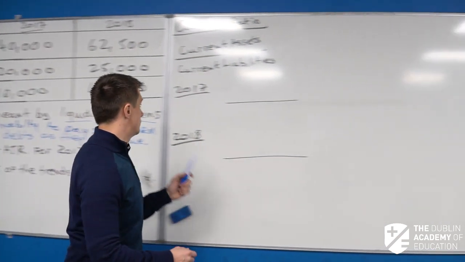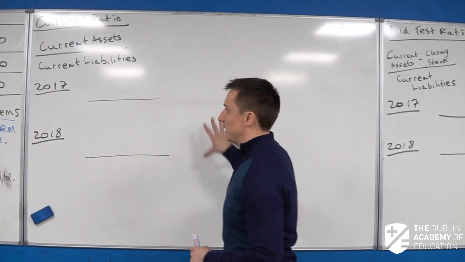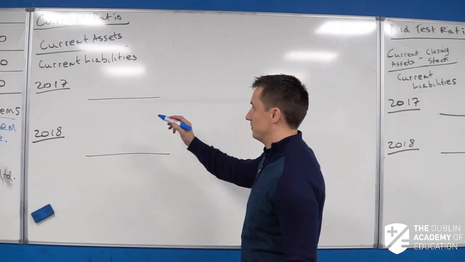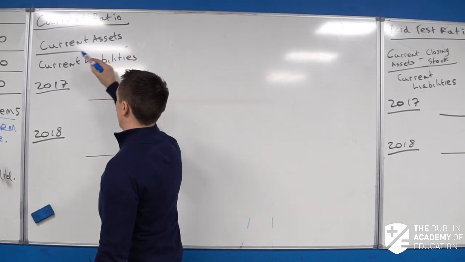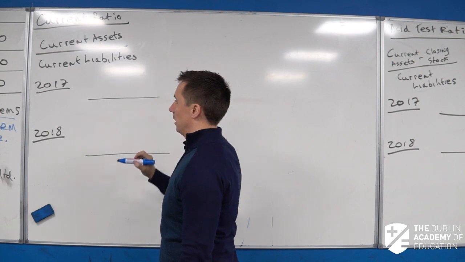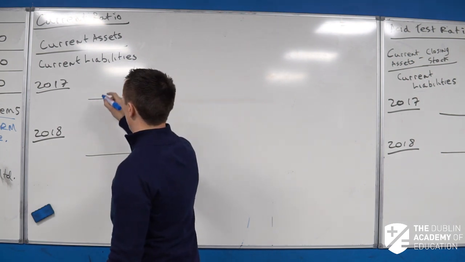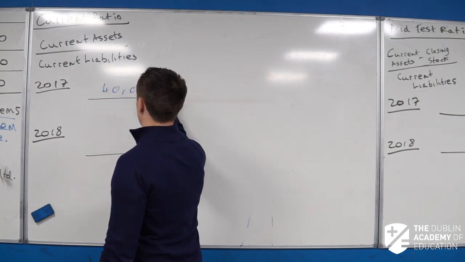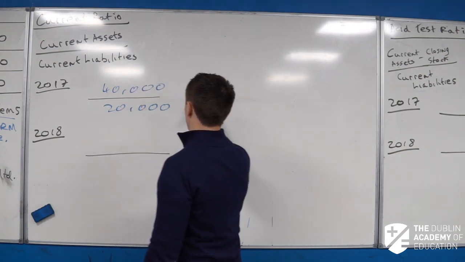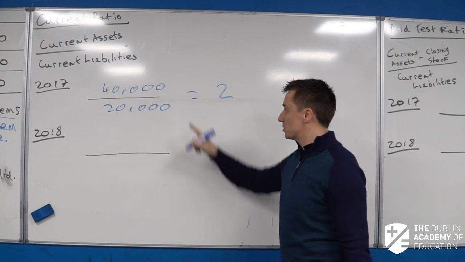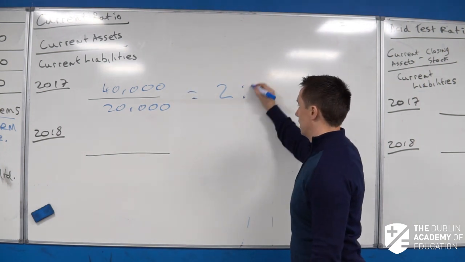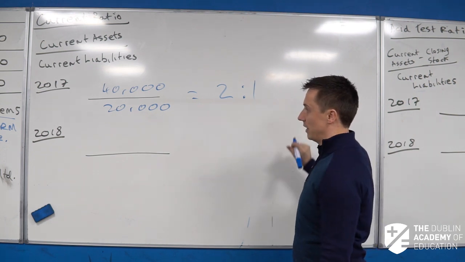So look over here, we'll do the first one. They want it for 2017 and 2018. So we'll go through the first one for 2017, okay? Remember, they want me to calculate the current ratio, okay? So it's current assets divided by current liabilities. In 2017, my current assets was 40,000 and my current liabilities was 20,000. So the answer I get is 2. Remember, 40,000 divided by 20,000, the answer I get is 2, and I put that as a ratio of 1. Okay, that was 2017.